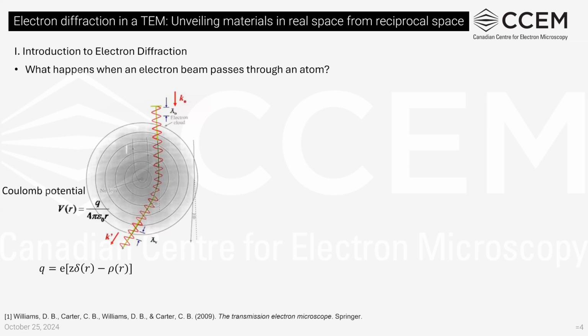I bet you all heard that electron diffraction happens because the electron beam interacts with the materials. But how? Let's see a simple scenario. What happens when an electron beam passes through an atom? Here we have an atom, we have an electron beam K0 passing by an atom. The nucleus and the electron cloud have Coulomb potential, which bends the trajectory of the electron beam.